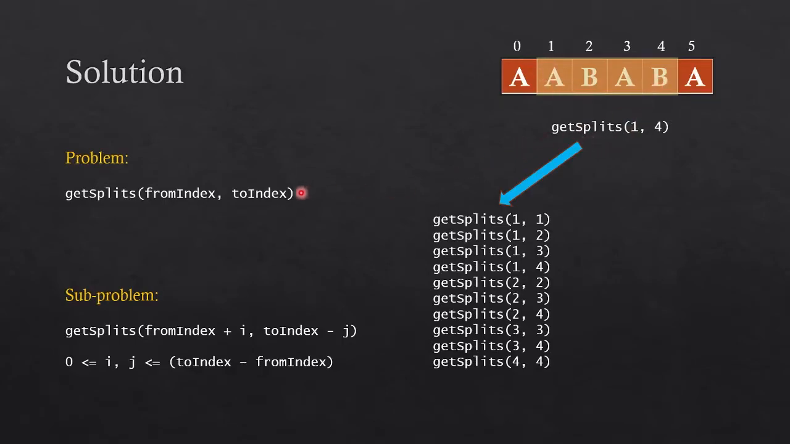What it means is that if your given problem here is finding the get splits of 1 to 4, you're not allowed to use any information outside the index of 1 to 4. Therefore you're not allowed to use this index 0, or this index 5. You're going to have to make use of the information that's within this problem. And that is your possible set of subproblems. You're going to have 1,1; 1,2; 1,3; 1,4; then 2,2; 2,3; 2,4; and then till 4,4.